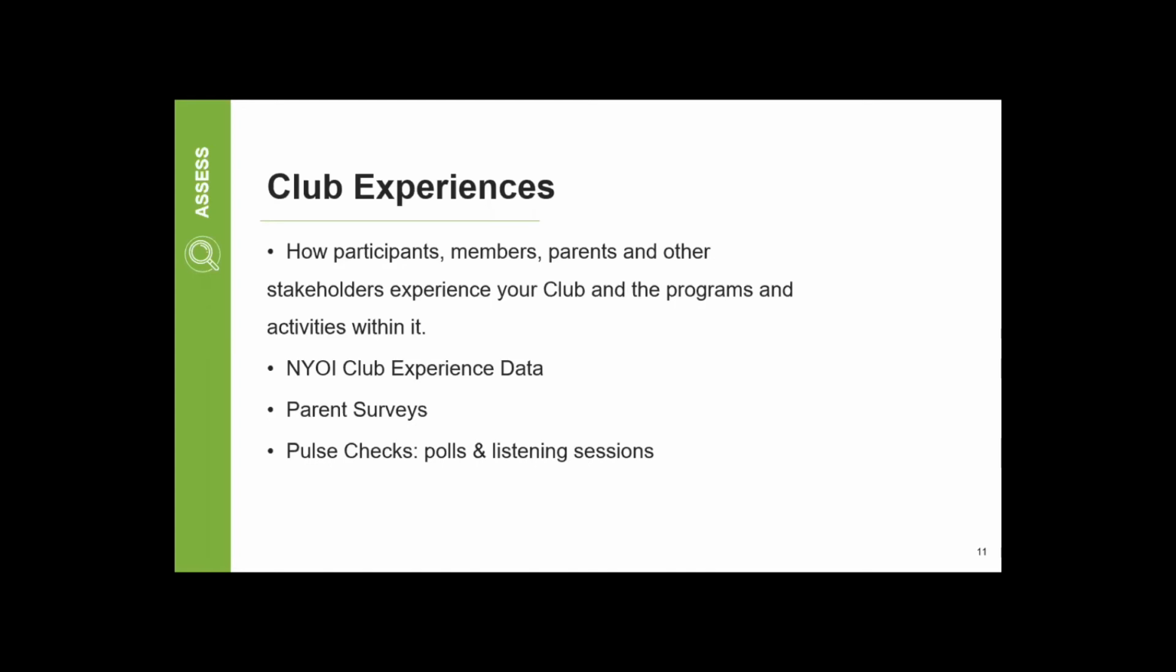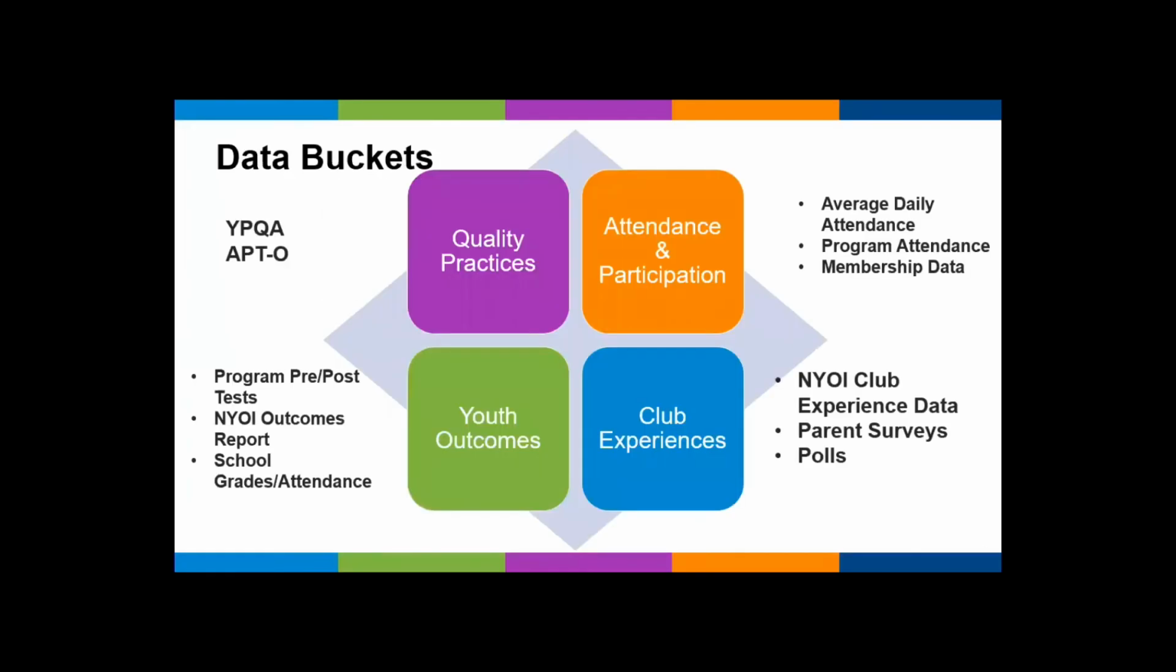You might also use information from parent surveys about how parents, guardians are feeling about your club, what they like, what they don't. You can also use data from pulse checks and listening sessions. So when we put those all together, we get a whole picture of what our club looks like. And that gives us some real information to be able to focus and identify where we would like to structure our improvement plans. So I'm going to review briefly.